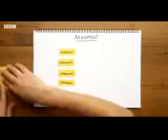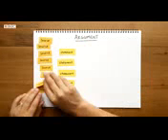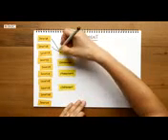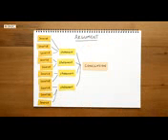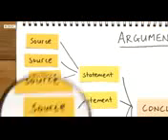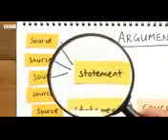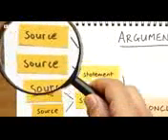An argument is a collection of statements which, when you consider them together, allows you to make another statement or a conclusion. Making and evaluating arguments is one of the key functions of critical thinking. We'll come back to this.